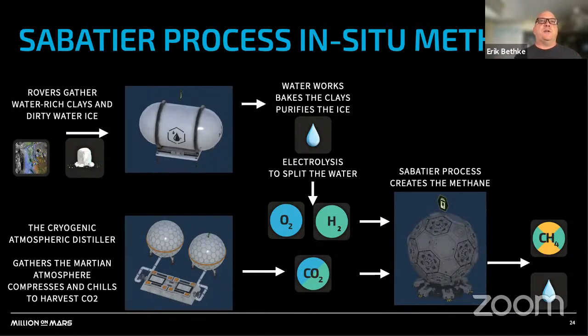Either way, you get to split that water into O2 and H2. And then with another machine, you cryogenically distill the atmosphere and get out some CO2 snow. Alternative to that, there's probably a couple other methods that we could use to get the CO2 out, like maybe some sort of microchannel method. And so using the hydrogen from the split water and the carbon dioxide, you run everybody's favorite process, the Sabatier process, and you make methane.